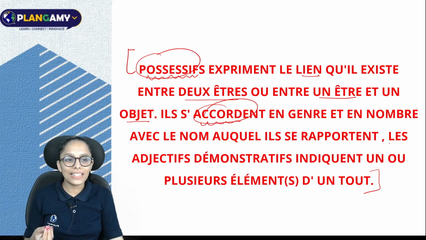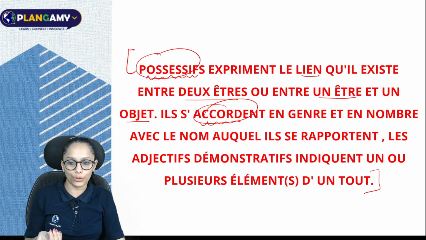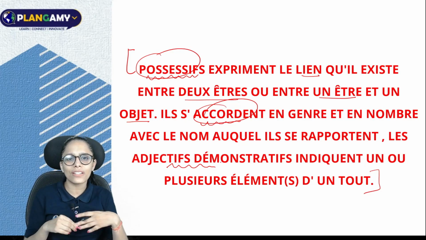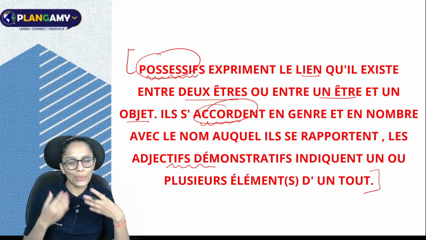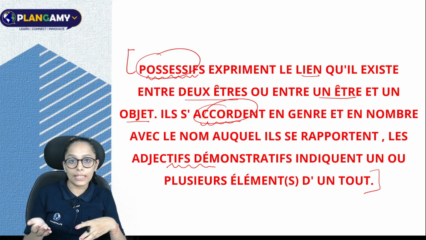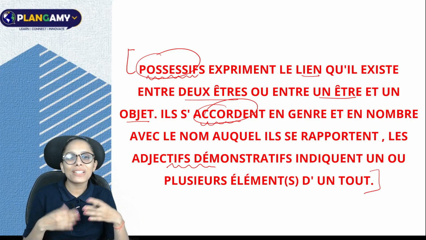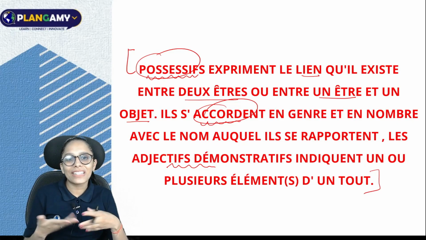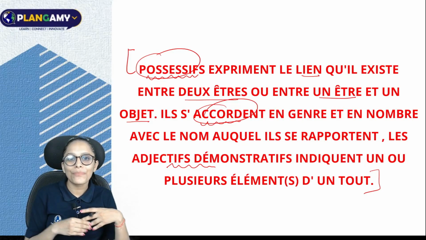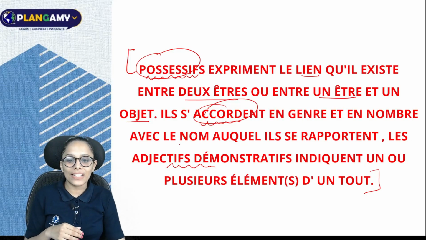Now, here it says, les adjectifs démonstratifs indiquent un ou plusieurs éléments de tout. In simple words, demonstrative, basically in English, we have this, that, these, those. So, demonstrative means this, that, these, those, which we will learn today. Now, it says adjectif démonstratif indique un ou plusieurs éléments, un élément de tout.